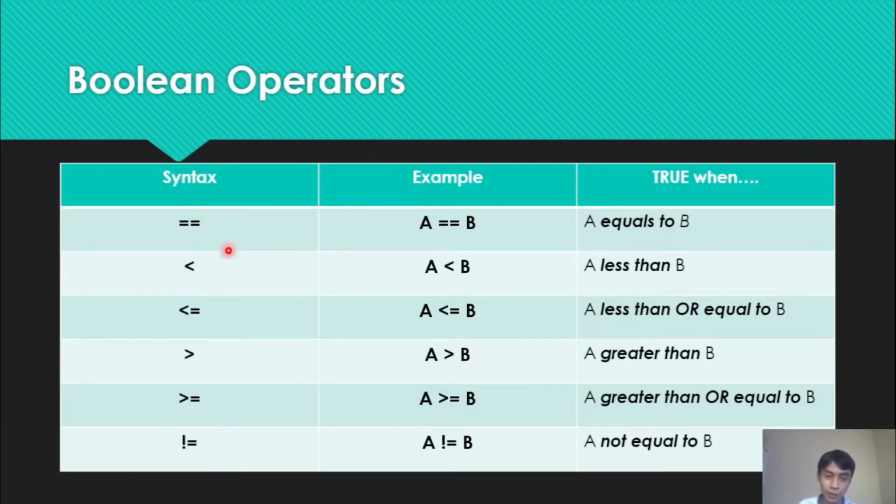So the next one, we have less than, and of course it's true when A is less than B. Then we have less than or equal to, and it's true when A is less than or equal to B. Then we have greater than or equal to, and then this one, you might not have seen before, but this is the not equal to. So if you see something like this, it's saying that A is not equal to B.